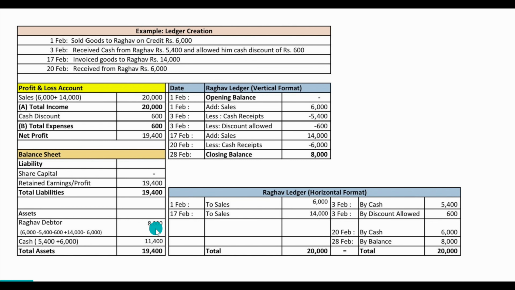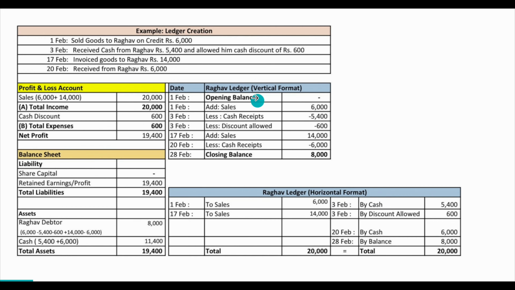You can check here on the balance sheet asset side. Sometimes ledger is also prepared in horizontal format. Thus all these plus items are recorded on the left hand side, 6,000 and 14,000, and all negative items are recorded on the right hand side with the negative sign removed. So 5,400, 600 and 6,000. So the total of this is 20,000, total of this is also 20,000. So balance 8,000 is a balancing figure.